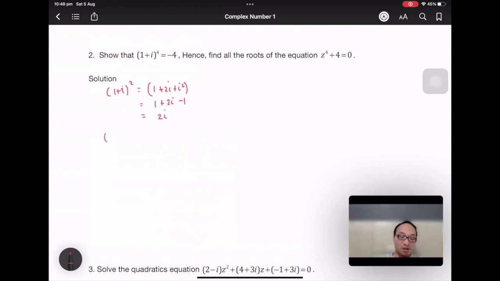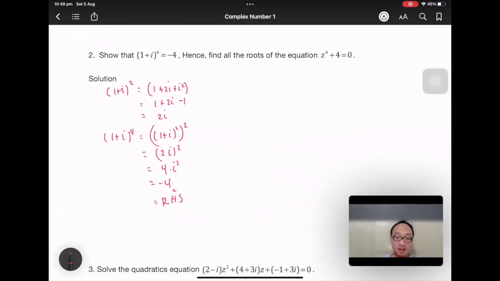So that means (1 + i)^4 is (1 + i)^2 squared. And this equals (2i) squared. So this equals 4 times i squared. So negative 4 equals the left-hand side, proven.